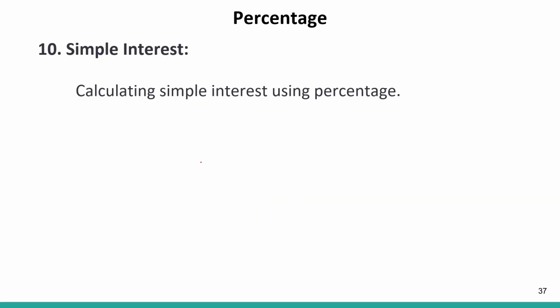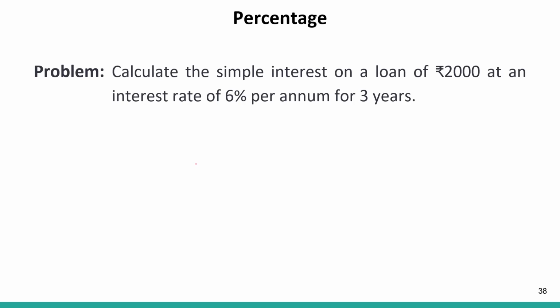So the tenth kind of problem is on simple interest. So calculating simple interest using percentage. So let's see a problem on this. Calculate the simple interest on a loan of 2000 at an interest rate of 6% per annum for 3 years. Okay, so you have to calculate the simple interest on a loan of 2000.